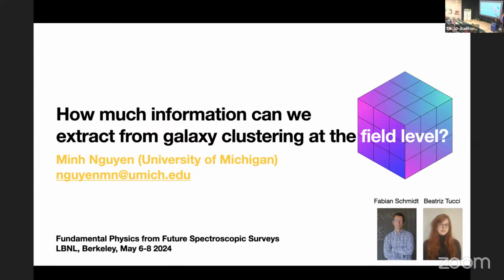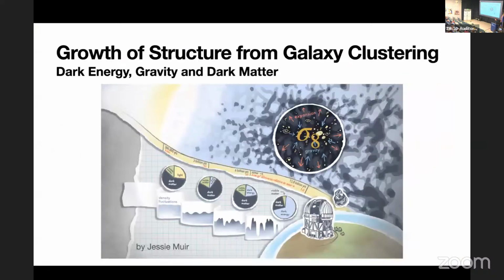That will be the focus of this talk, where we'll be talking about how to analyze galaxy clustering data directly at the three-dimensional fields level. This is work in collaboration with the group at MPA, including Fabian Schmidt and Beatrice Tucci, and many other people. The current focus of our science targets is growth of structure, because this is competition between dark energy driving the expansion and gravity attracting galaxies and amplifying the growth of structure, or density fluctuations.